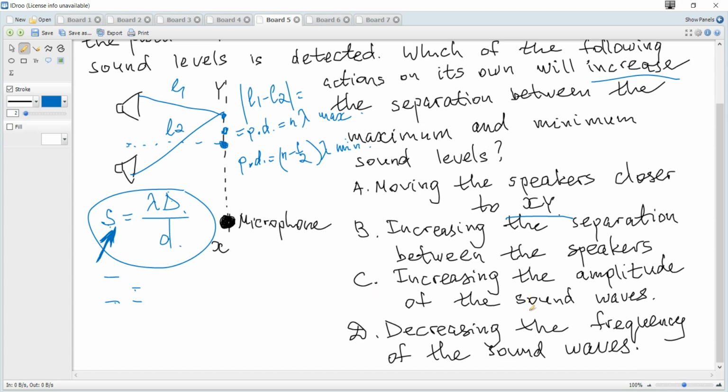C, increasing the amplitude. You can see it is independent of amplitude. Amplitude is about energy. Energy is proportional to amplitude squared.